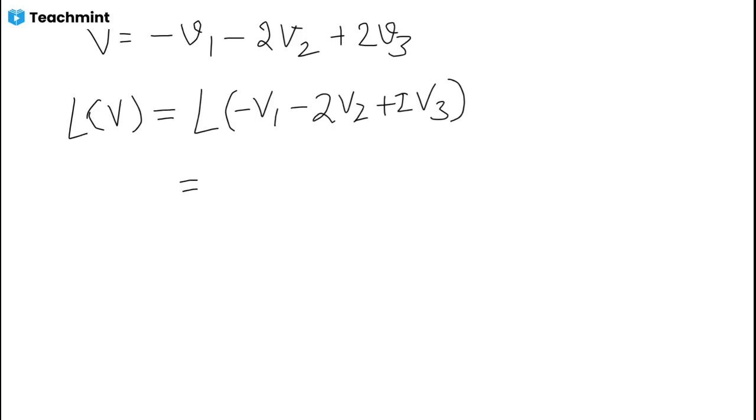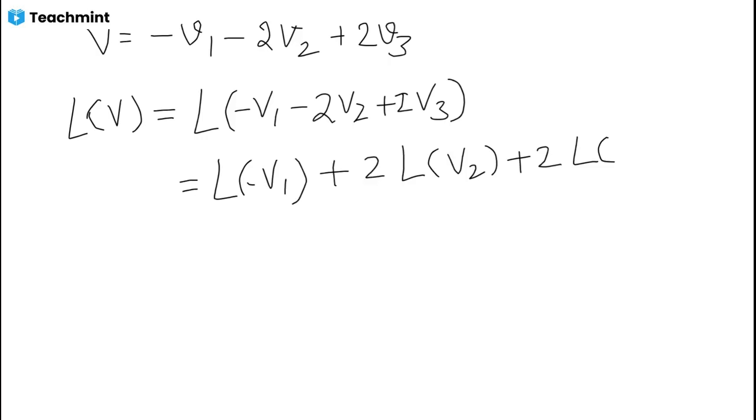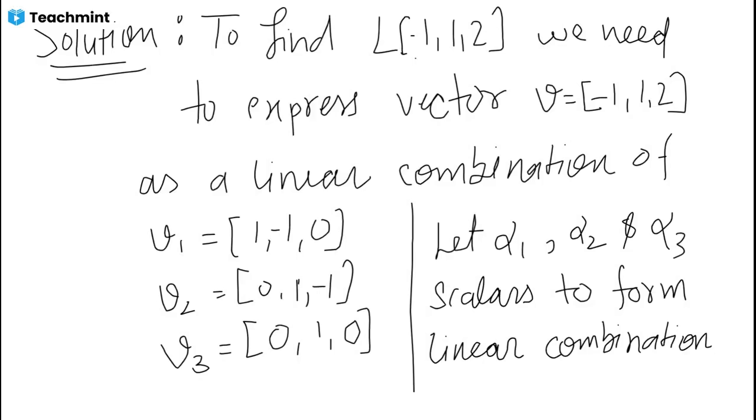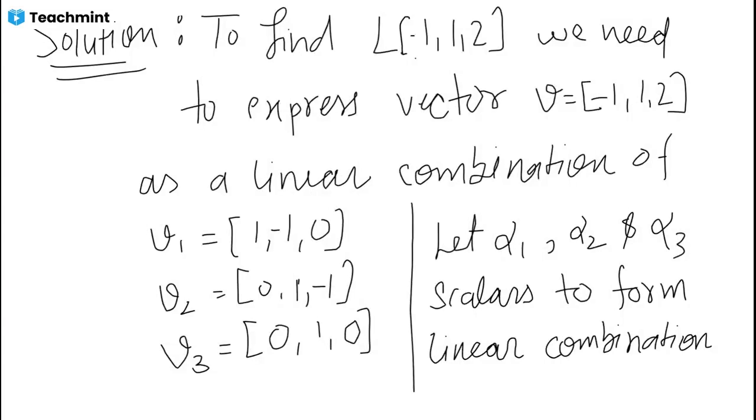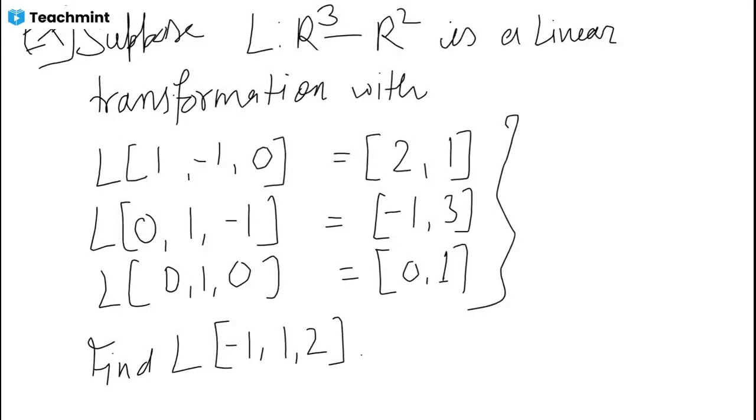So we can split by using the definition: linear transformation of minus V1, plus linear transformation of minus 2 V2, plus 2 times linear transformation of V3. Now we can put the values which we have in the question. Let us put them now.